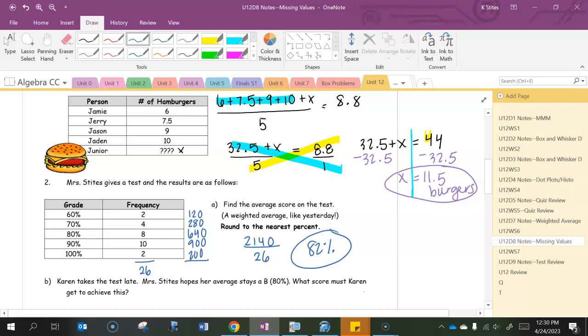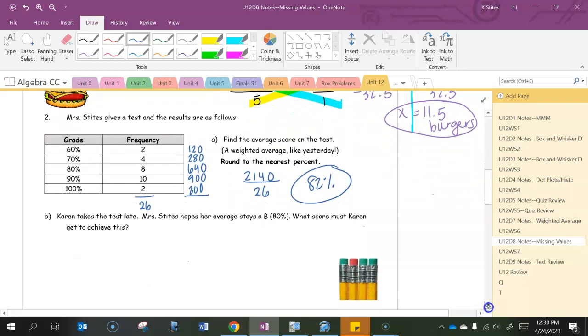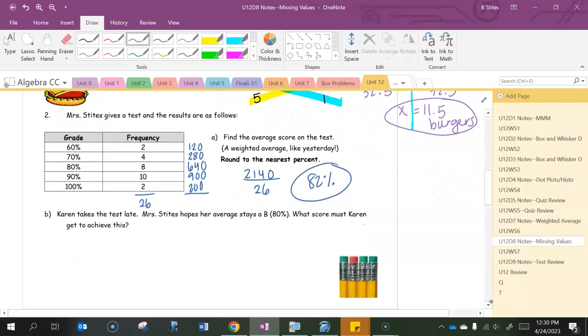All right, but Karen takes the test late. And Mrs. Stites is still hoping that her average stays at B. So we're going to say an 80%. We want to know what score Karen must get to achieve this. Okay, so we already added up all of the scores and we got a 2,140 plus we don't know Karen's score. But now instead of 26 students, there are 27. And we are hoping that my average stays in 80.